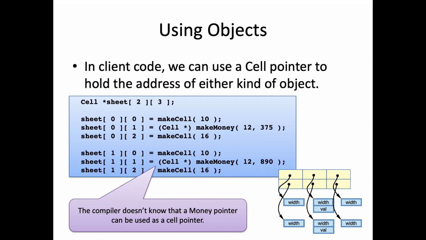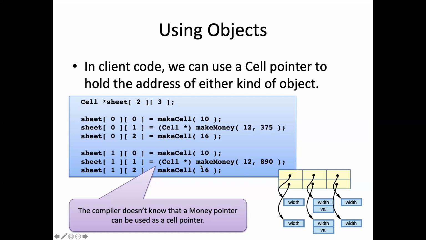For the ones in the left column and the right column, I just make those instances of the superclass. I'm calling the constructor we had in the previous example. For the middle column, I make instances of this money class. So for the top, I want a width of 12 and a value of $3.75. For the bottom one, it's a little more expensive.